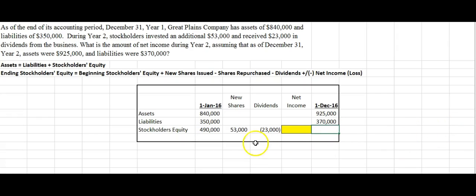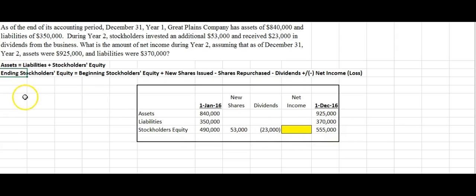Stockholders' equity at the beginning of year 2 is what the question says. And what's stockholders' equity at the end of year 2? Same formula: assets minus liabilities, which is 555. So we went from 490 up to 555. We know that net income is added to equity at the end, so it's going to be part of the formula, increasing equity as part of retained earnings.